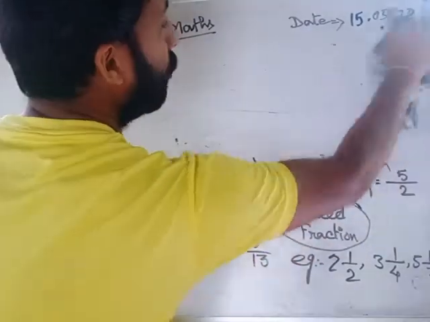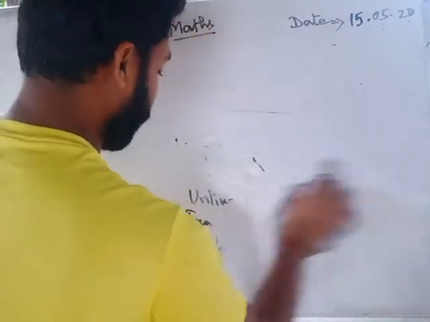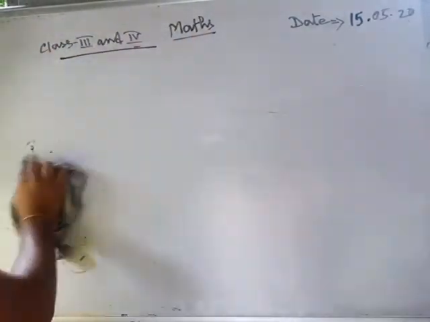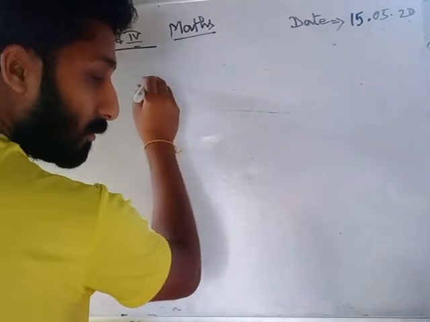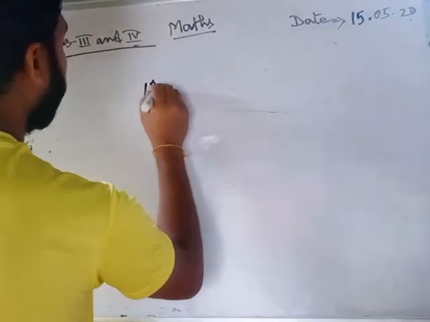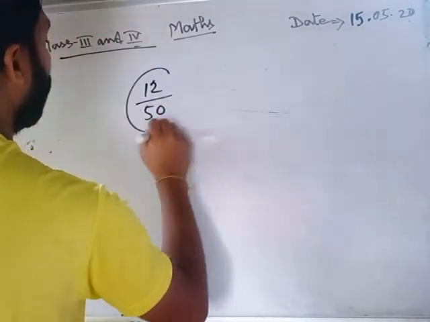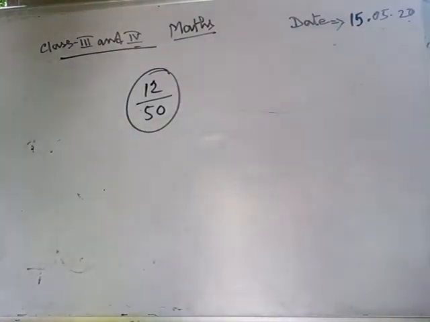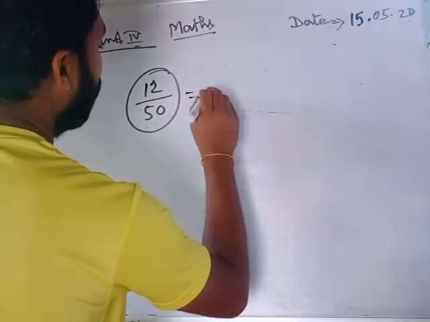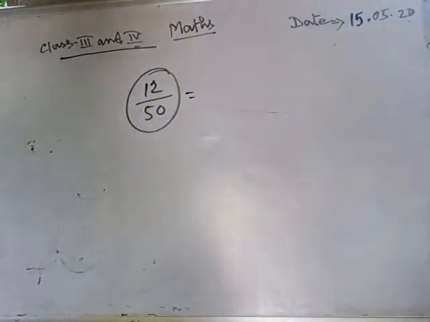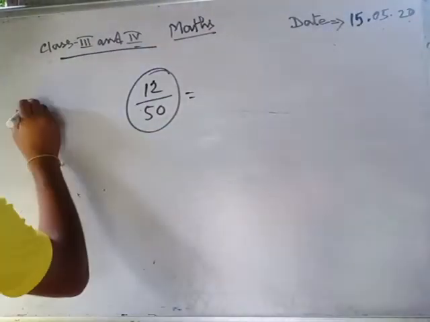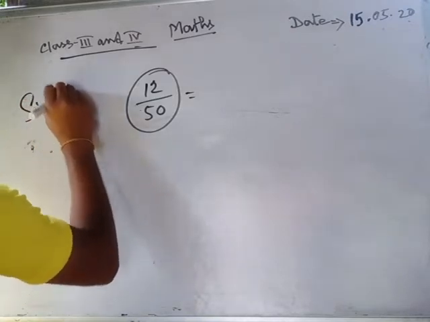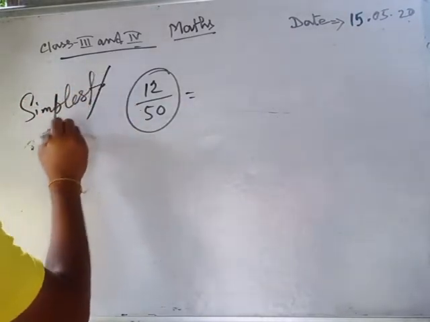Now I will tell you how to find the lowest form of a fraction. I will convert it into a lower fraction, or sorry, the lowest fraction, or simplest form. It is called the simplest or lowest form.